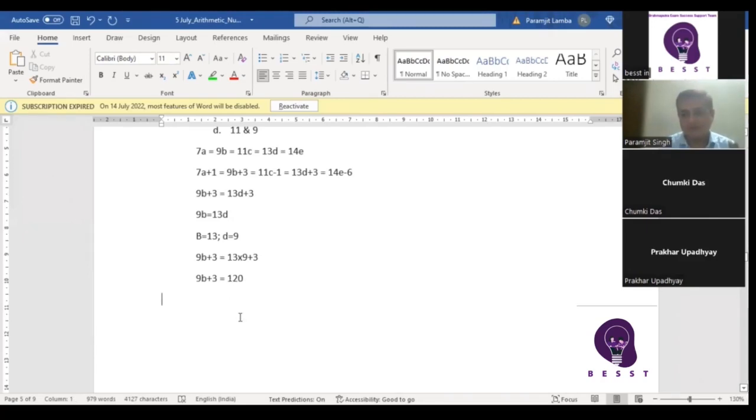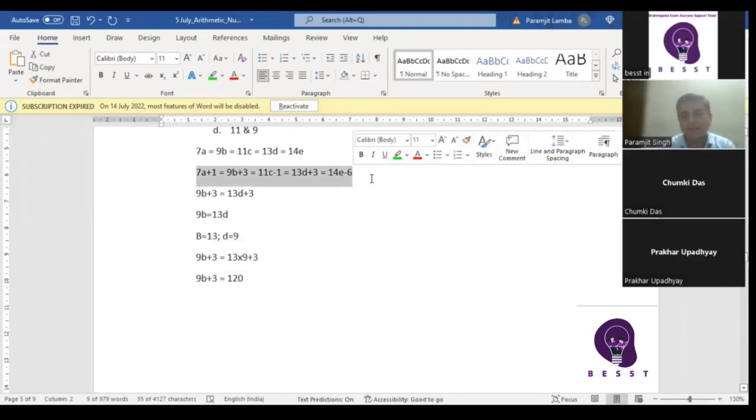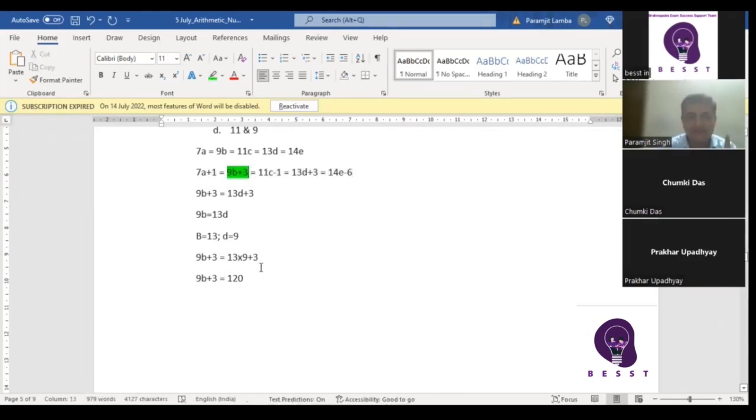Before we move on to the value of B, we have to see if we can use this equation as it is in this equivalence. If 9B plus 3 is equal to 120, that means all these equations are equal to 120, correct? 7A plus 1 is also equal to this. So what is the value of A? Sir, 17. Great. Are you sure? Yes, sir. 119 divided by 7. Yeah, correct. Then we have 11C minus 1 is equal to 120. So can you quickly calculate and tell me value of C?